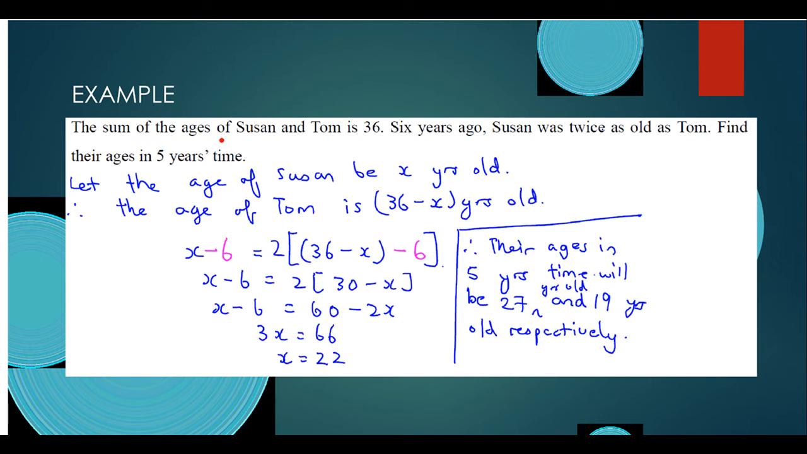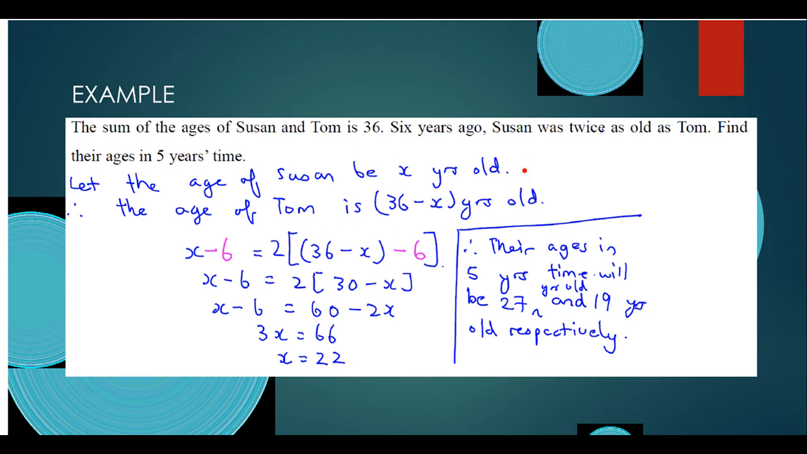And since the sum of the ages of Susan and Tom is 36, therefore the age of Tom is 36 minus x years old. So this is their current age. Now 6 years ago, what is Susan's age? It will be x minus 6. And what was Tom's age then? It will be 36 minus x minus 6.